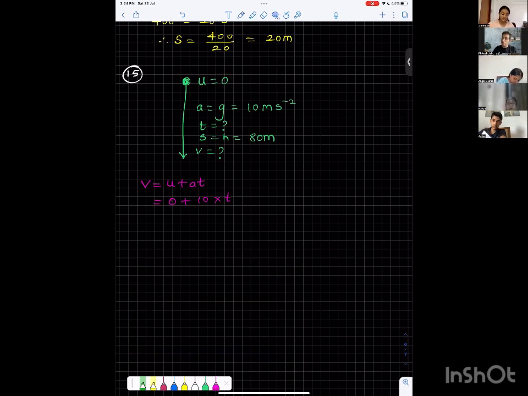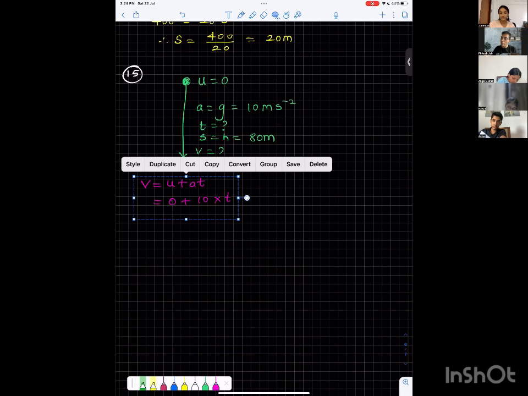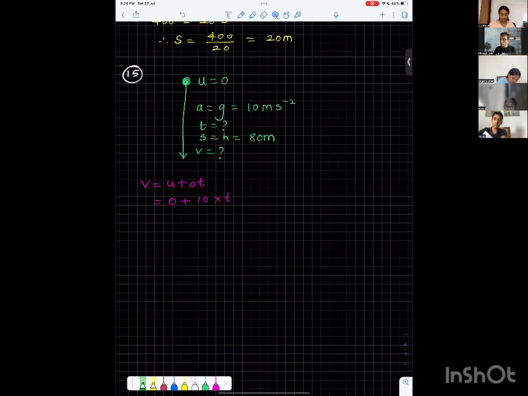First, we'll use V square equals U square plus 2AS. You can do V square equals to U square plus 2AS. But then we don't know V also. You have to find V, and then in the end, you find time by using V equal to U plus AT.